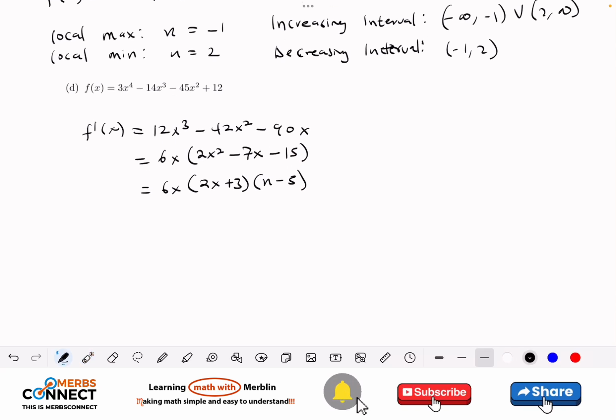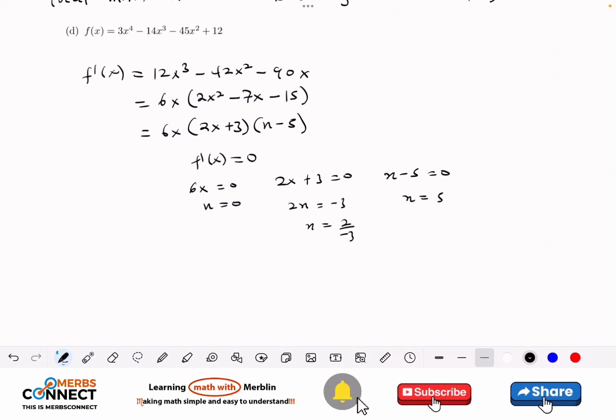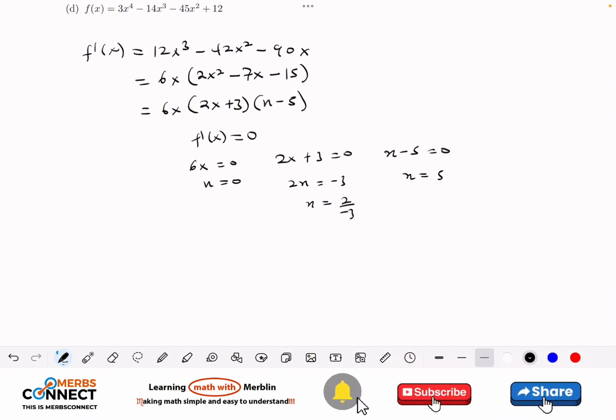So that is right. So now we look for x values that will make f prime 0, right? So the first one that we can see is when 6x is equal to 0, and x will be 0. And when 2x plus 3 is also equal to 0, so 2x is equal to minus 3, and x should be equal to minus 3 over 2, right? Then x minus 5 is equal to 0, and x is equal to 5. So here we have 3 critical values.